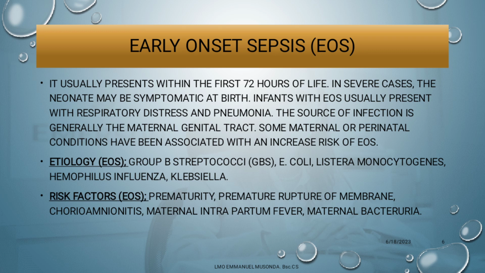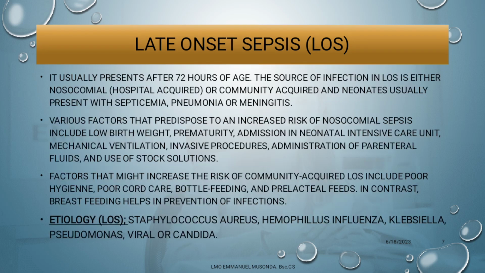Then the causes or etiology of early onset sepsis, we have group B streptococcus. Then we have E. coli, Listeria monocytogenes, then Haemophilus influenzae, Klebsiella. Then risk factors, we can have prematurity, premature rupture of membranes, chorioamnionitis, maternal intrapartum fever, and maternal bacteriuria. These are some of the risk factors.